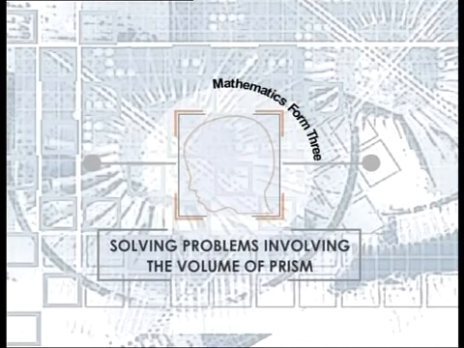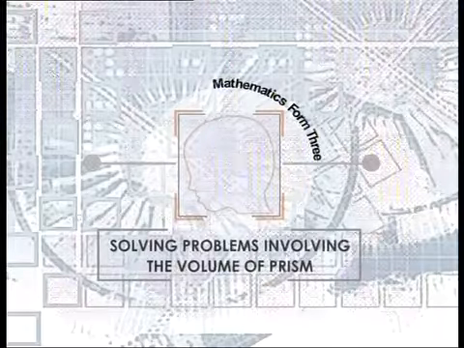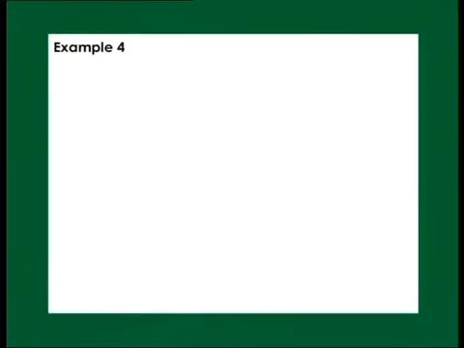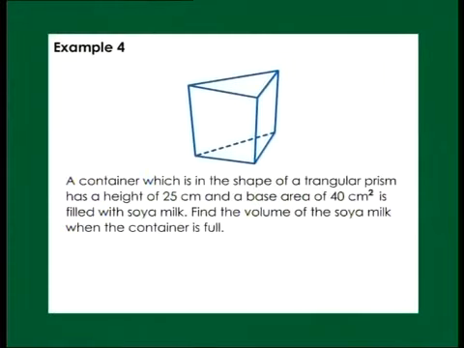Solving problems involving the volume of prisms. Example 4. A container which is in the shape of a triangular prism has a height of 25 centimeters and a base area of 40 square centimeters, and is filled with soya milk. Find the volume of the soya milk when the container is full.